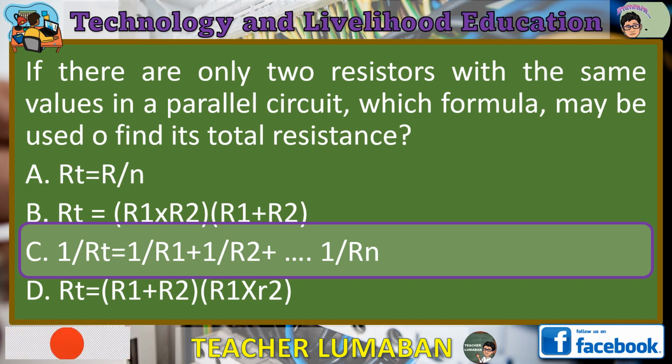D, R total equals R1 plus R2, over R1 multiplied by R2. This formula does not correspond to any standard formula used to calculate total resistance in parallel circuits.